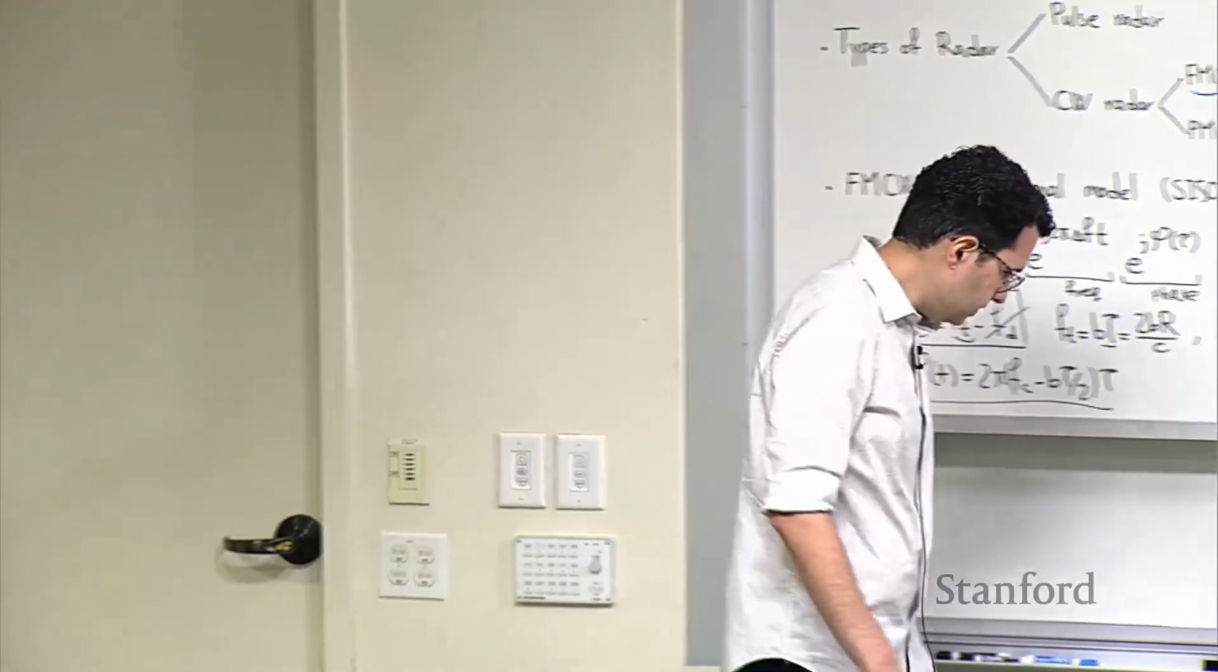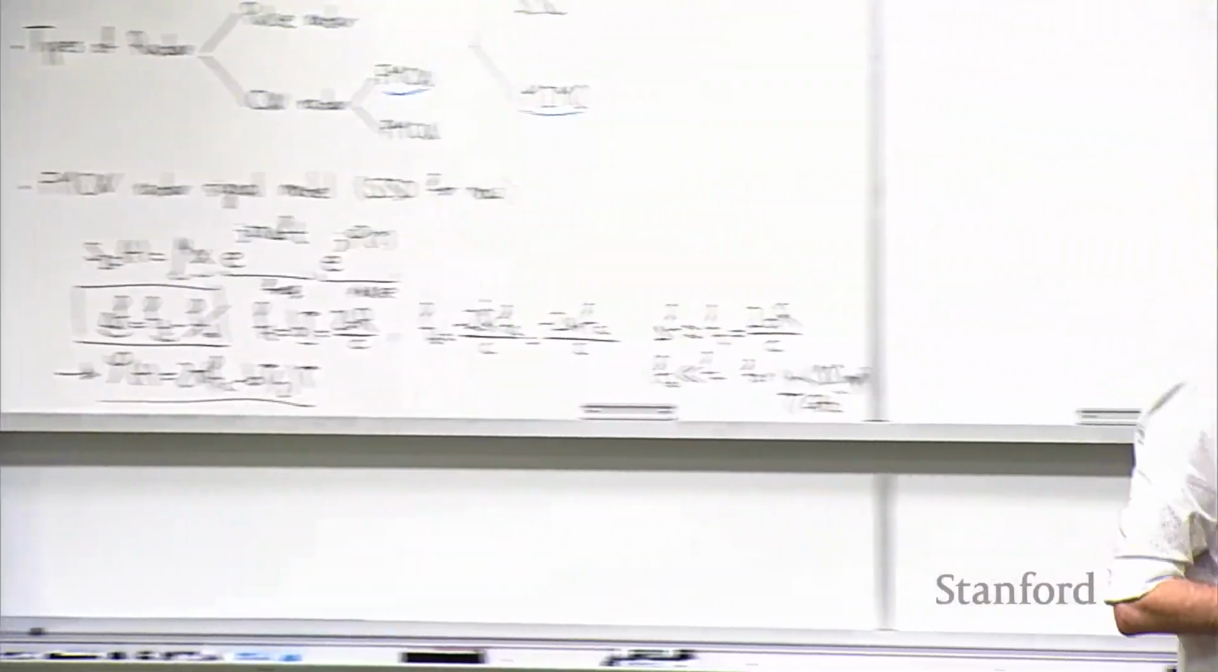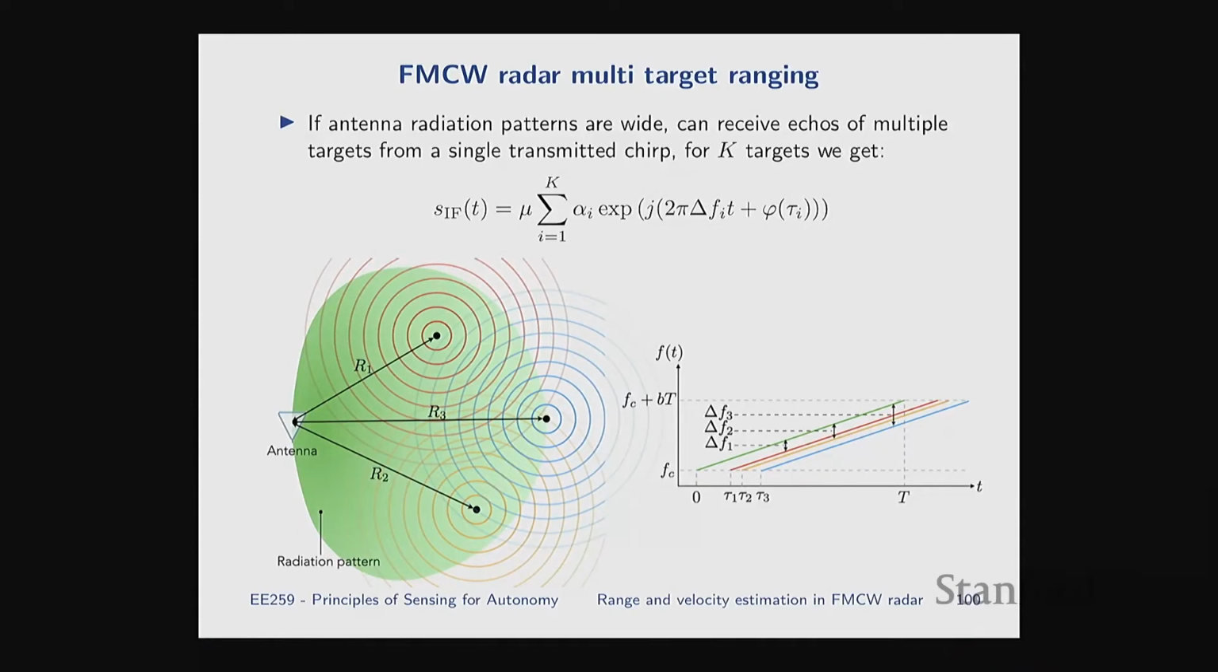Okay, so let's continue. We said that in the more general case, if you have more than one target, the exact same signal model basically applies. If you have k targets, you just sum up the IF signals that you're receiving from each of them. So it just becomes this sum. Each has its own attenuation alpha i, its own frequency delta fi, and its own phase term phi of tau i. You just sum over all targets.